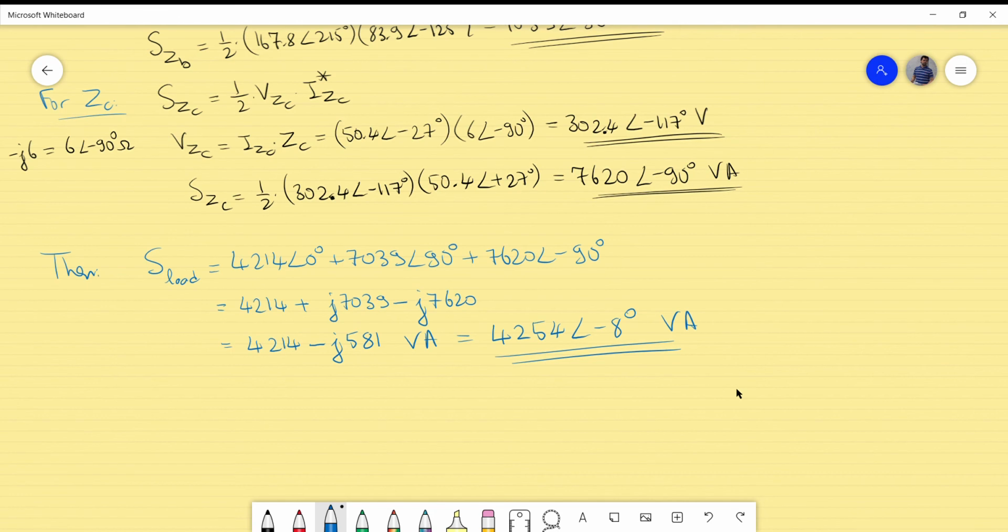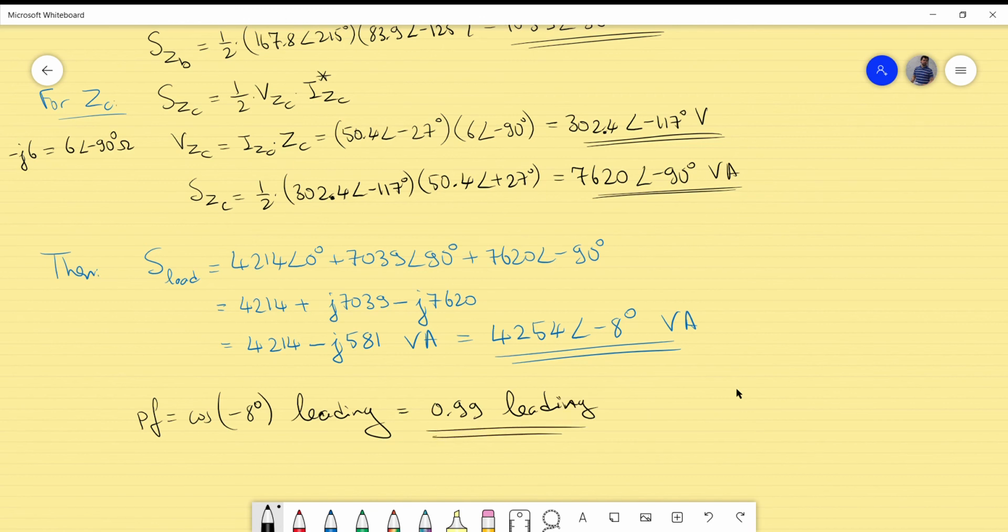So if I want to know the power factor, which is actually not a question, but it will be interesting, the power factor will be the cosine of this angle, and it is leading because we have a minus. If this is a plus, it will be lagging. So if you calculate this, it will be 0.99 leading. It's almost 1, so it's actually not that bad. Okay, we are done actually for the load.